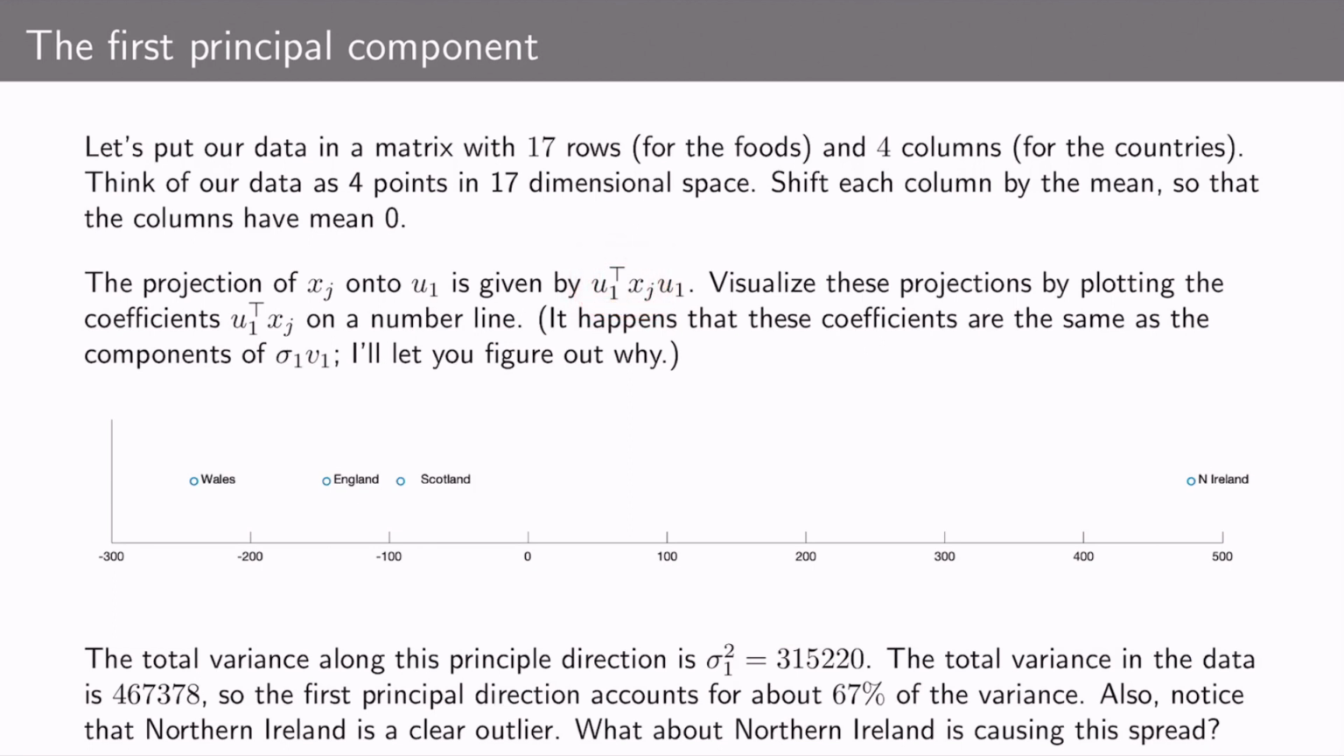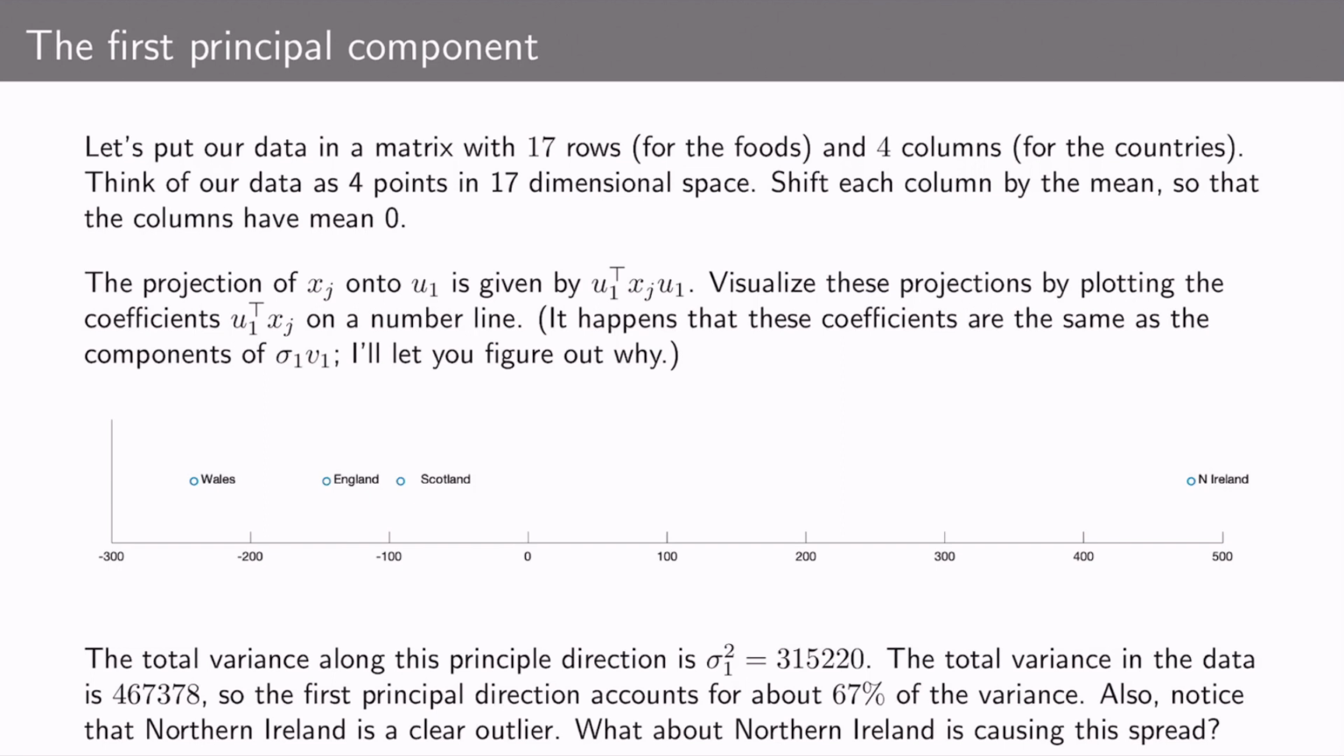I should point out that it happens that these coefficients are the same as the components of sigma 1 v1, where v1 is the first right singular vector. That's a straightforward consequence of the SVD, and I'll let you figure out why that's true. I've plotted these coefficients down here on a number line. You can think of this as the U1 direction in 17-dimensional space.